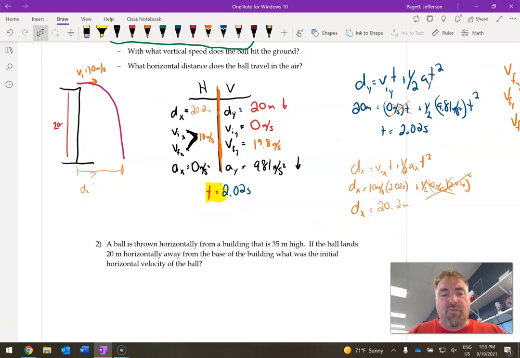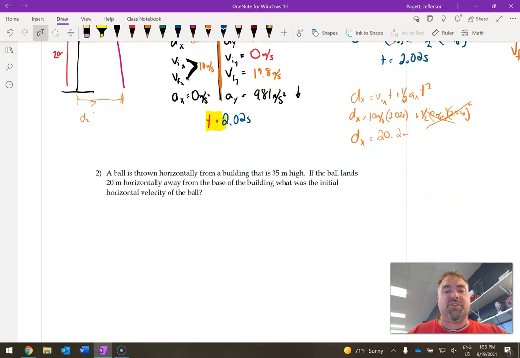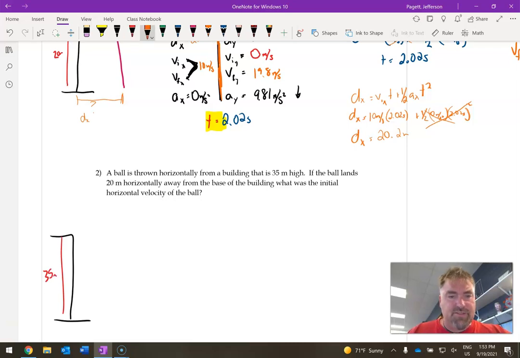A ball is thrown horizontally from the building that's 35 meters high. If the ball lands 20 meters horizontally away from the base of the building, what was the initial horizontal velocity of the ball? So I'm going to do it again. I'm going to draw a picture. I've got this ball. I know that this is 35 meters high, so I know that this is 35 meters. I know the ball is being thrown horizontally, but I don't know what velocity. I know VIX is question mark, but I do know that this thing is going to go like this, parabolic motion. Oh, the other thing I know too, I know that it's going to go 20 meters. It's going to land 20 meters away.